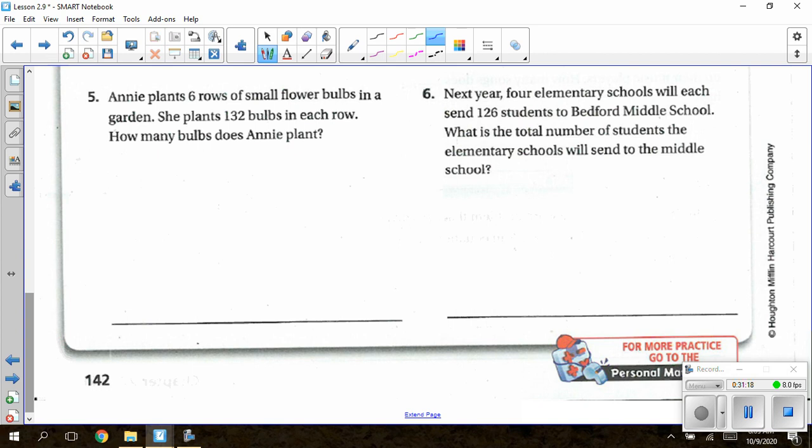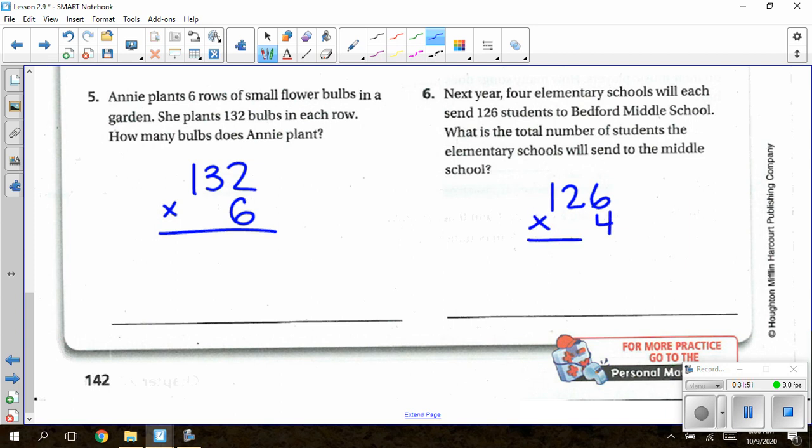So we need to find the total number of bulbs. Since we need to find the total, that tells us to multiply 132 times 6. And finally, for question number 6, next year, 4 elementary schools will each send 126 students to Bedford Middle School. What is the total number of students the elementary schools will send to the middle school? So again, because we need to find the total, we're taking the 126 students per school and multiplying it by the number of schools there are, which is 4.